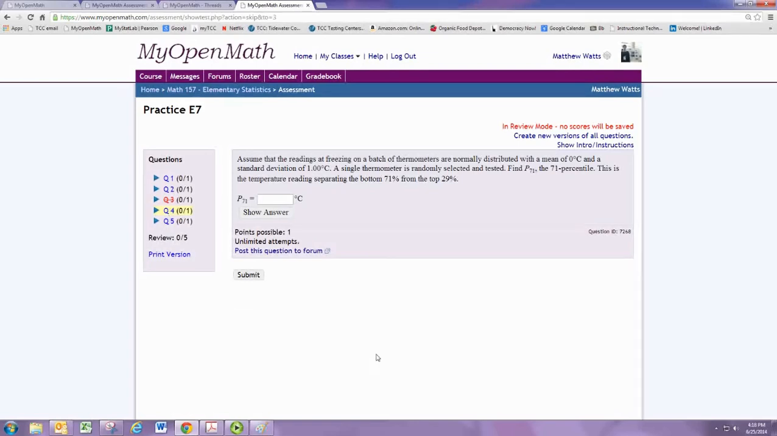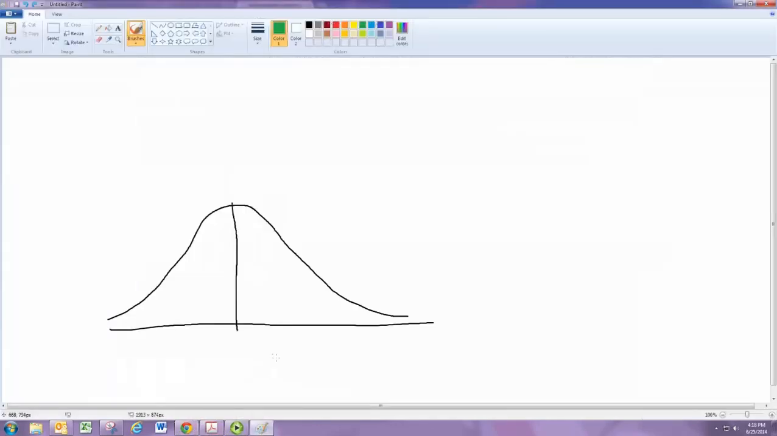All right, in this one, the mean is 0. So we're looking at the random variable being temperatures. So let's label that to be 0 degrees Celsius.